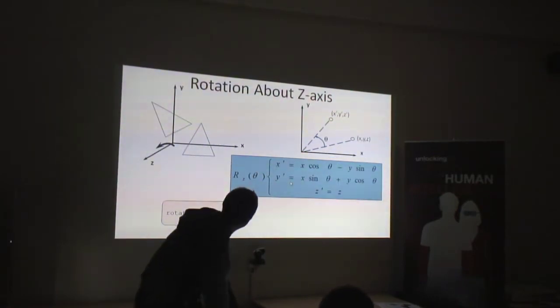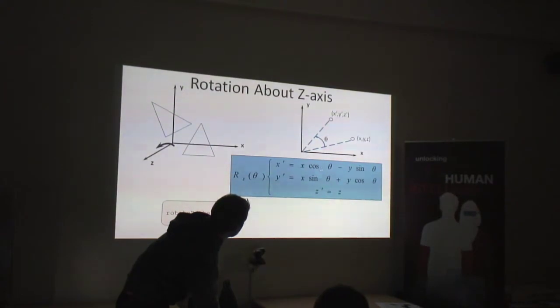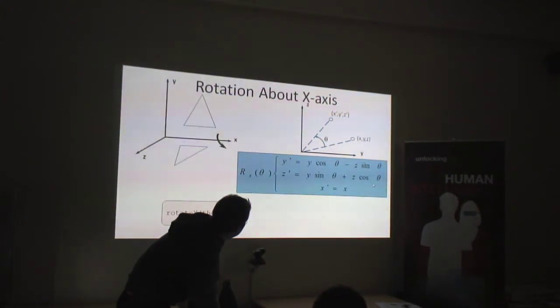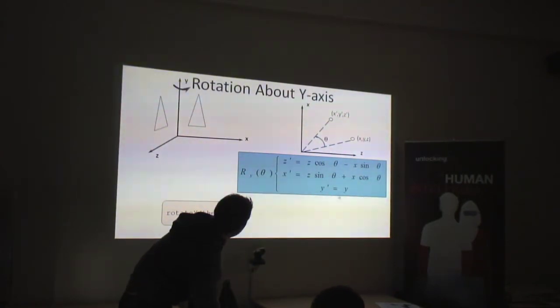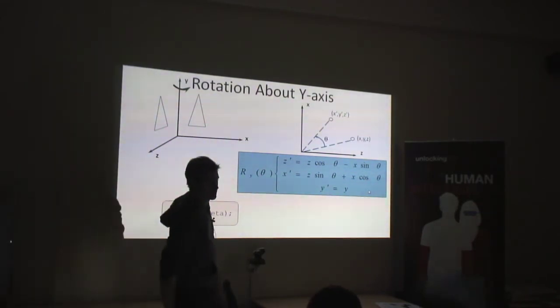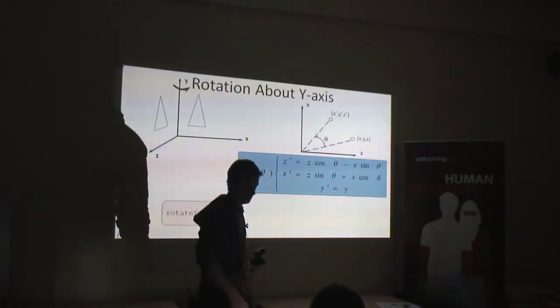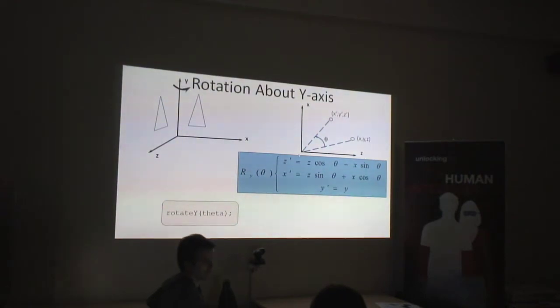You notice if you rotate around z, z will always be the same, and then it's cosine, negative sine, sine, cosine. If you rotate around x, x is the same, cosine, negative sine, sine, cosine. Rotate around y, y is the same, cosine, negative sine, sine, cosine. So pretty much the exact same formula each time. It's just you're changing which ones you're affecting. If it's x, you're going to do y and z. If it's y, you're going to do x and z. If it's z, you're going to do x and y.